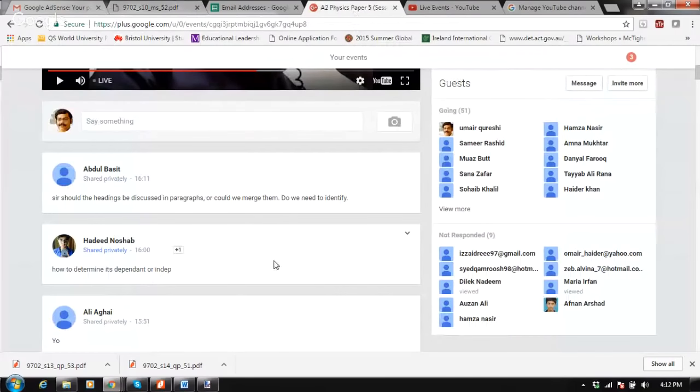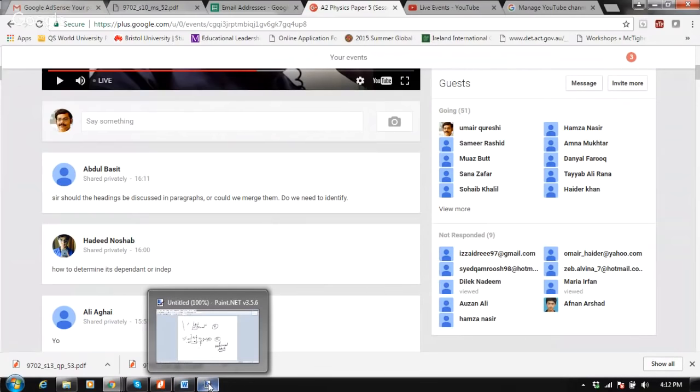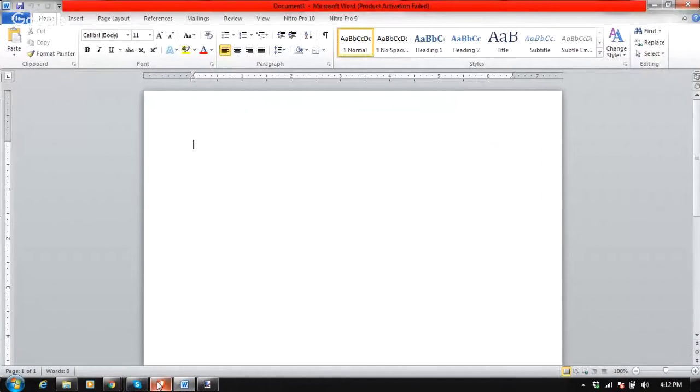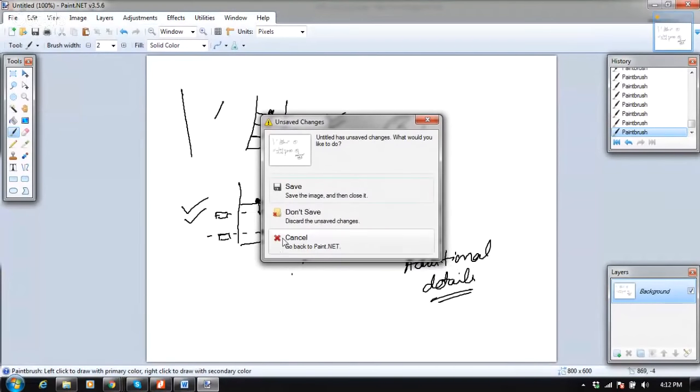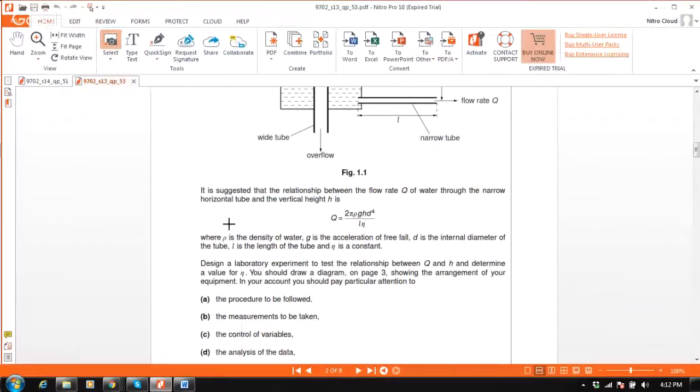Should the headings be discussed in paragraph or could we merge them? Look, बासित क्वेश्चन आपका ये है कि उसको मर्ज करते हैं. मैंने कहा आपकी मर्जी है. There is no hard and fast rule. Believe me, there is no hard and fast rule, and there is no such thing given कि जी आपने उसको इस तरह लिखना है. But when I myself personally design an experiment, I remain very clear. I actually explicitly mention कि मैं इसको क्या करने जा रहा हूँ.